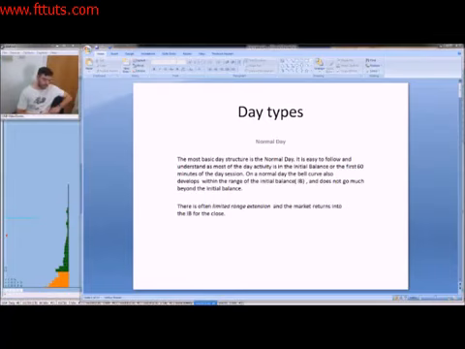So we can almost scrub that off our list. It is very, very unusual to get a market that creates a large enough initial balance that the market stays there for the remainder of the day, with buyers and sellers cutting it off at each extent of the initial balance. You do not often see an initial balance big enough for this day type to occur.